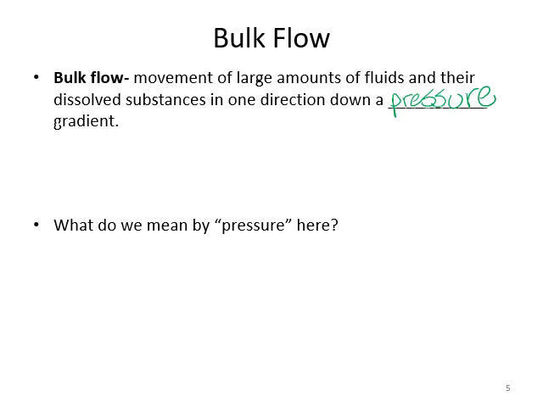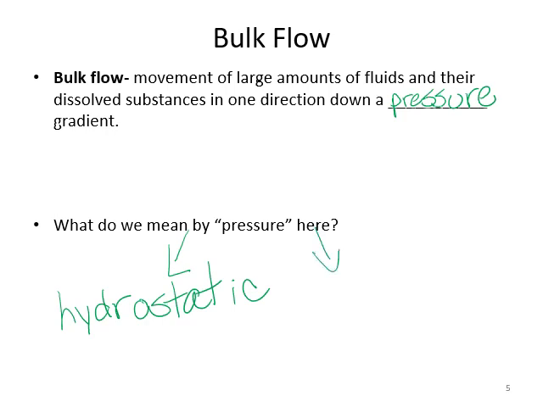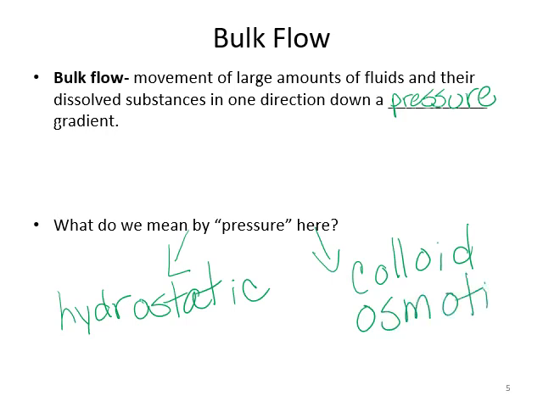So pressure here is a couple things. We'll talk through two different kinds of pressure today. So hydrostatic pressure, which is essentially a liquid pushing on its container. An example of that would be blood inside the vessels pushing on the walls of the vessels. And we're going to talk about one we know, colloid osmotic pressure. And those two things are going to determine how bulk flow happens at different parts of the capillary bed.